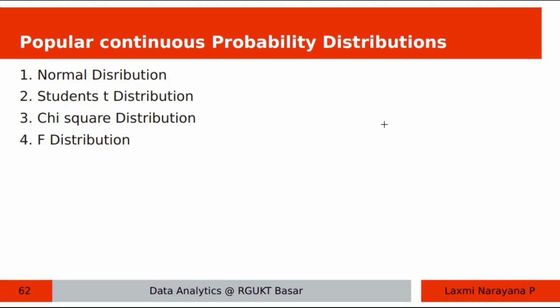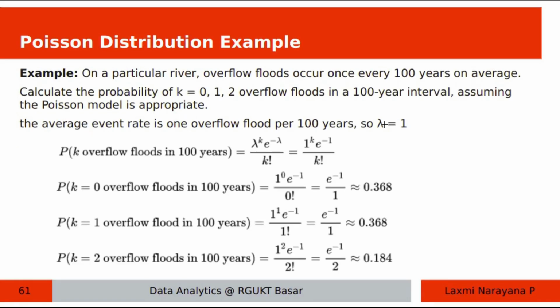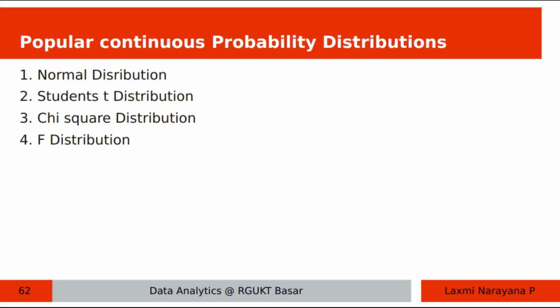In last class, we have seen two discrete probability distributions, binomial and Poisson distributions. Now we will see some popular continuous probability distributions: normal distribution, Student's t distribution, chi-square distribution, and F distribution. Today we are going to discuss this normal distribution.